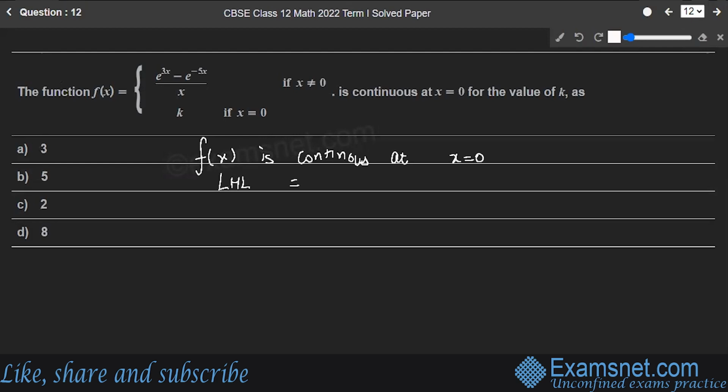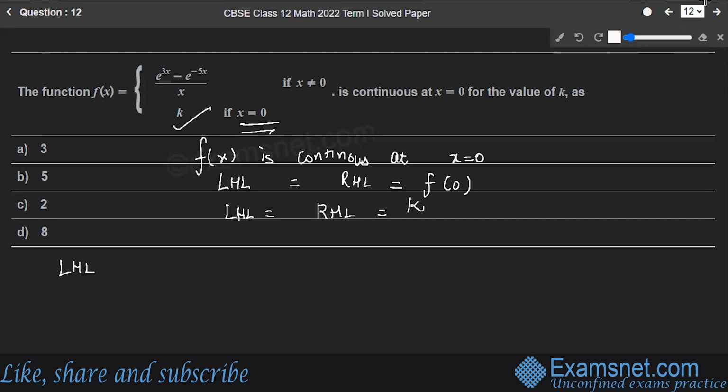Then what do you have? Left hand limit is equal to right hand limit is equal to f of 0, right? If the function is continuous, or you can say left hand limit is equal to right hand limit is equal to k, because this is given k when x is equal to 0. I can write that.